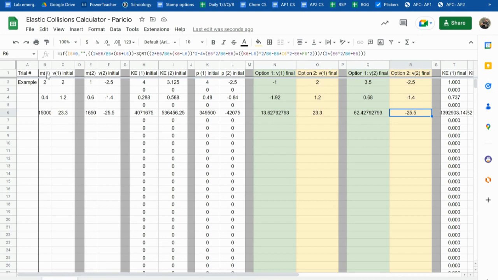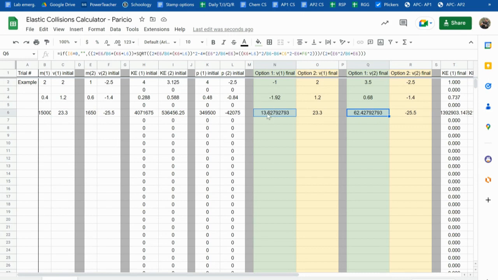Oh, you know what's strange about this? This option 2 column, both of these yellows, are exactly the same numbers as what we started with, this option 1, the initial velocities. Well, that's not going to work. There's a collision, so do the velocities change? Yeah, the velocities are going to change. What that means is that this option 1, this green column, is going to be our numbers.